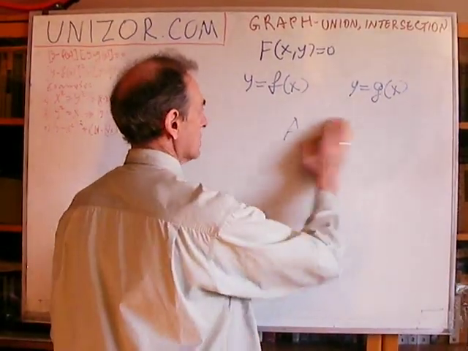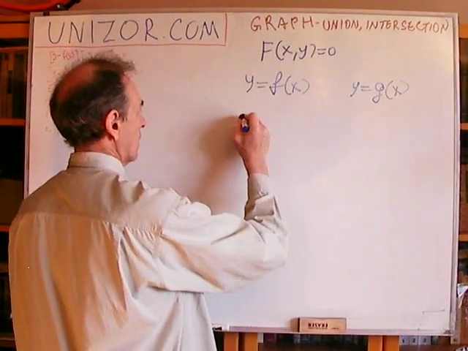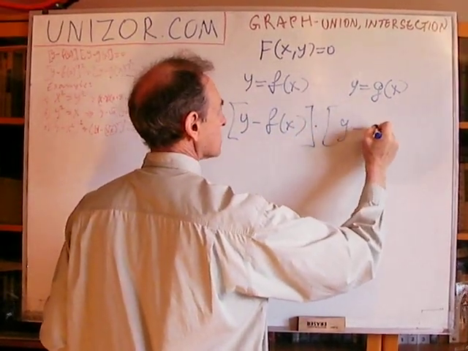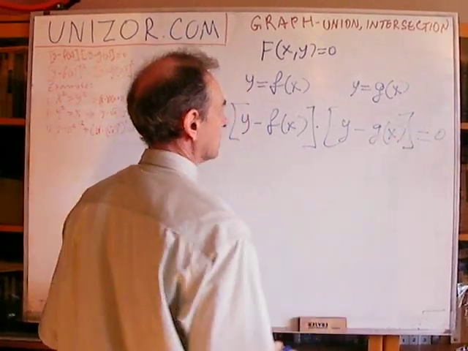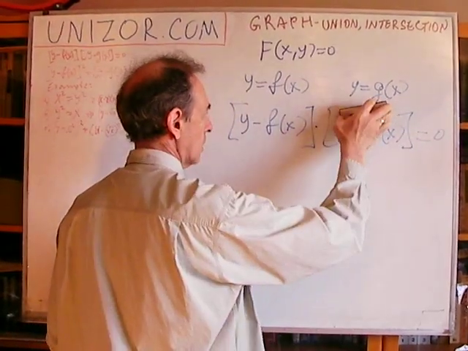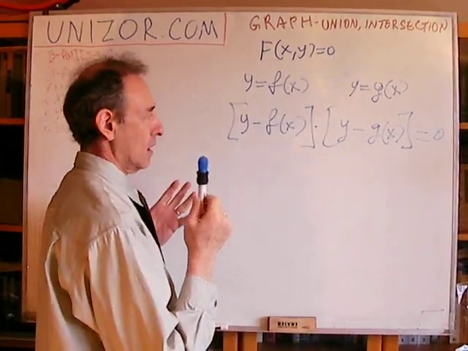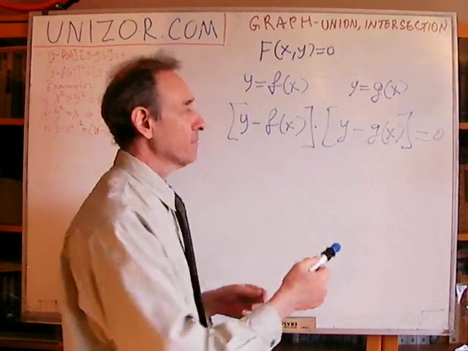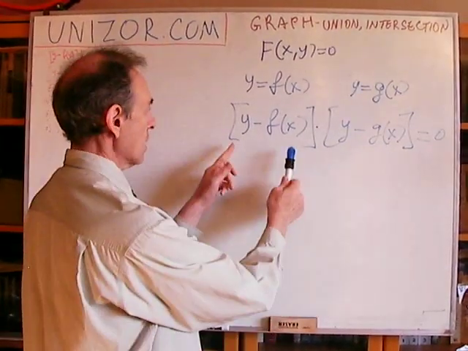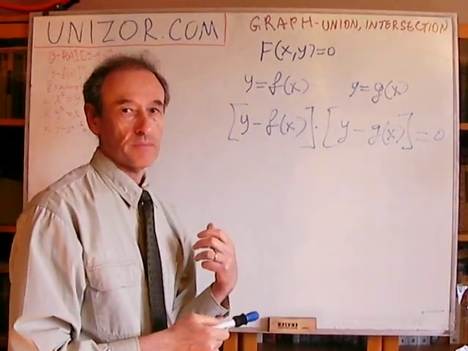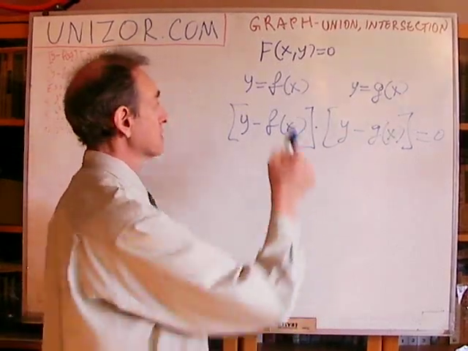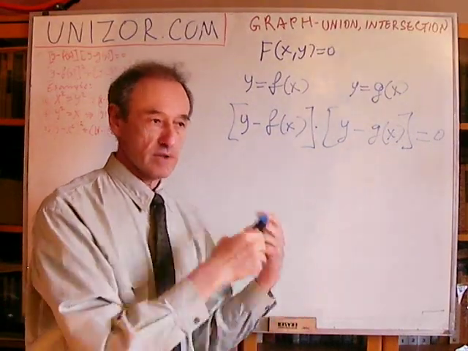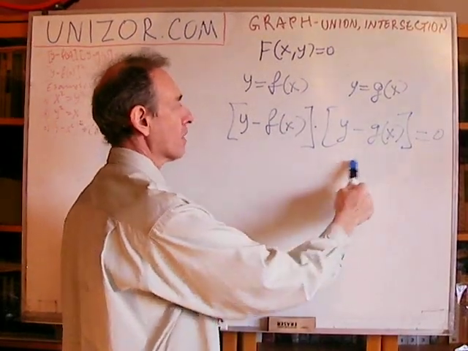Now, that means that if I use y minus f of x and multiply it by y minus g of x and put it equal to 0, consider this particular equation. When is this true? Under what circumstances, what points with coordinates x and y belong to the graph of this equation? Well, either those points which nullify this part, or the points which nullify that part, which means points which satisfy this equation or that equation. So, again, the fact that this is or, these points or these points.